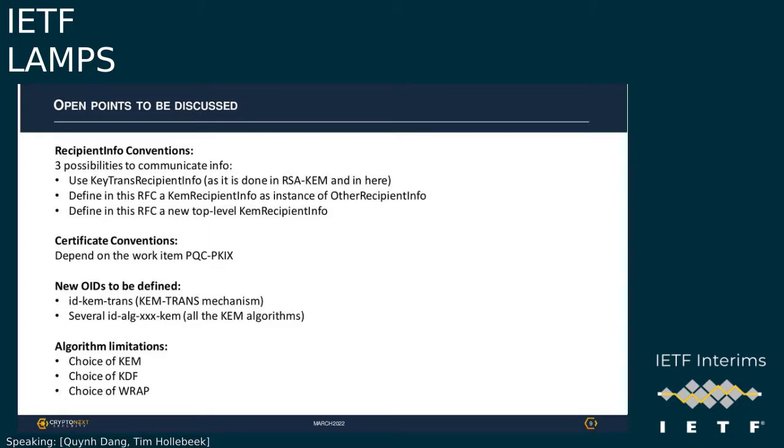Let me try to recap. You would like to send to multiple recipients with a unique key for each recipient. That's what you're trying to do? Yes, exactly. No, I don't think that's what we're trying to do. We're trying to send the content encryption key to all of the recipients. Yes, yes, you're right.